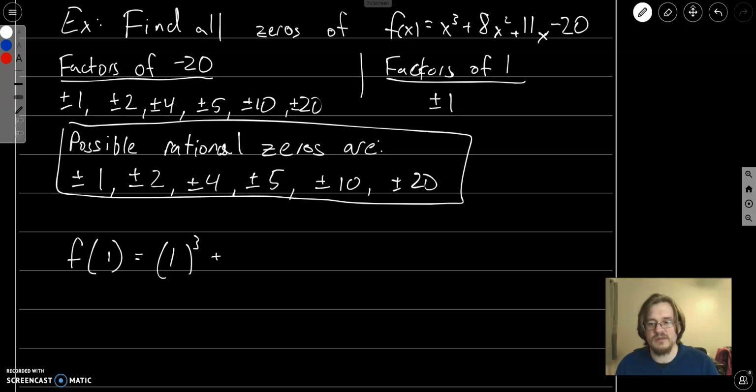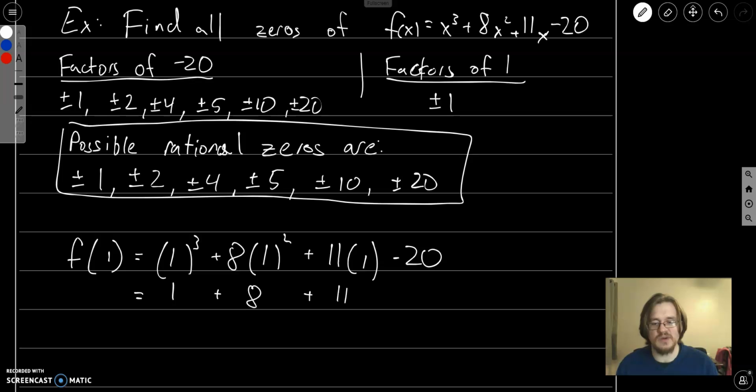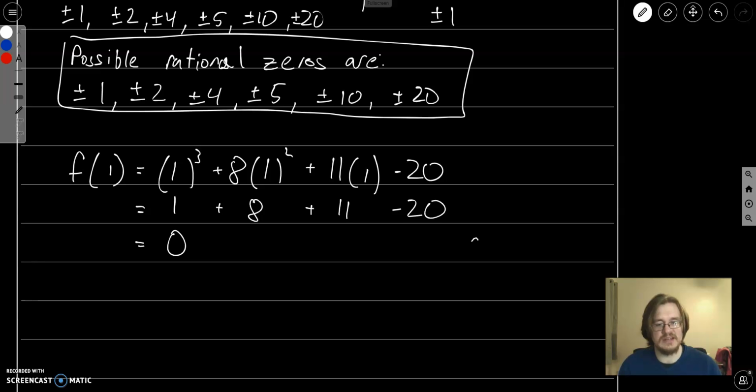We get 1 cubed plus 8 times 1 squared plus 11 times 1 minus 20. Simplifying, 1 cubed is 1. 1 squared is 1 times 8 is 8. Plus 11 times 1 minus 20. And oh, hey, look, that equals 0. So we got lucky. On our first try, our possible rational zero worked. So what does this mean? It means that 1 is a 0.